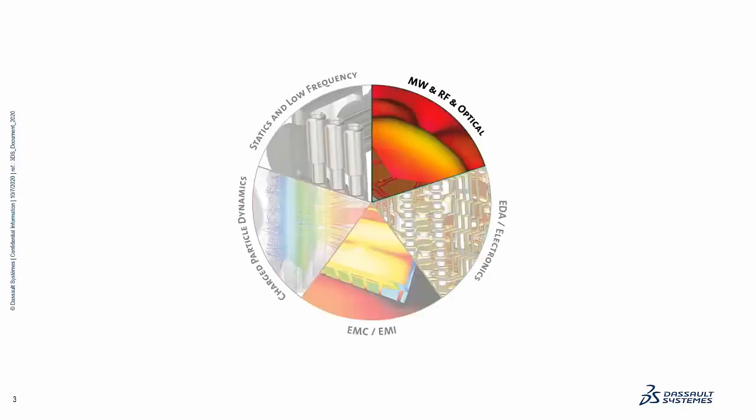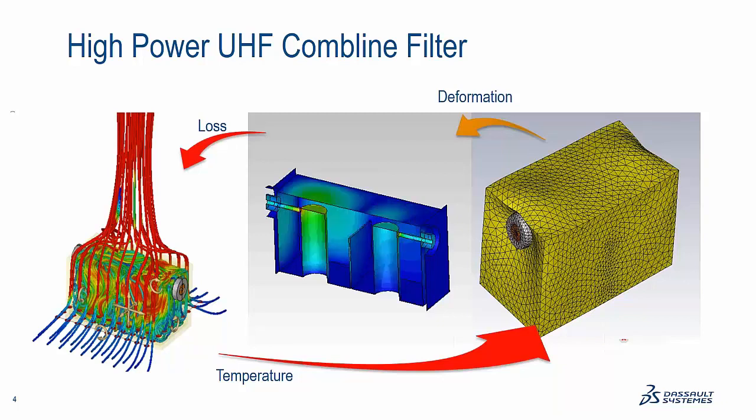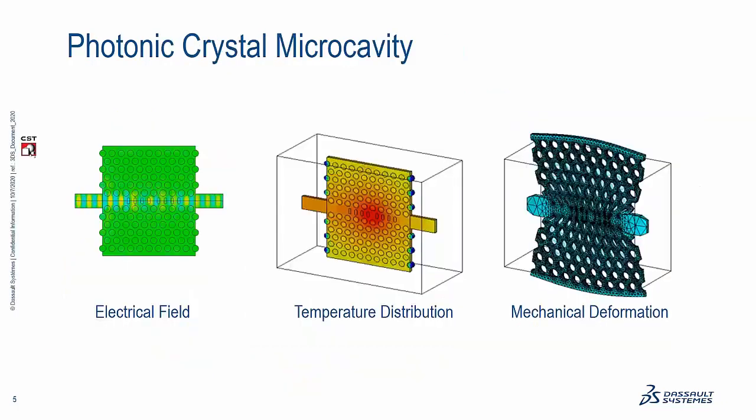So for example, in the microwave, RF and optical area, you may have to watch out for temperature-induced deformation that would detune your filters. And for photonics, you may have to watch out for the deformation induced by heating that therefore changes the behavior of your optics.